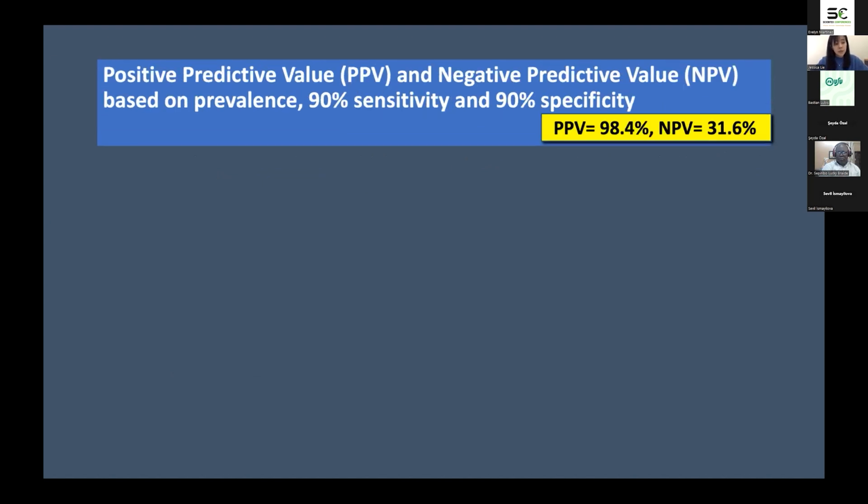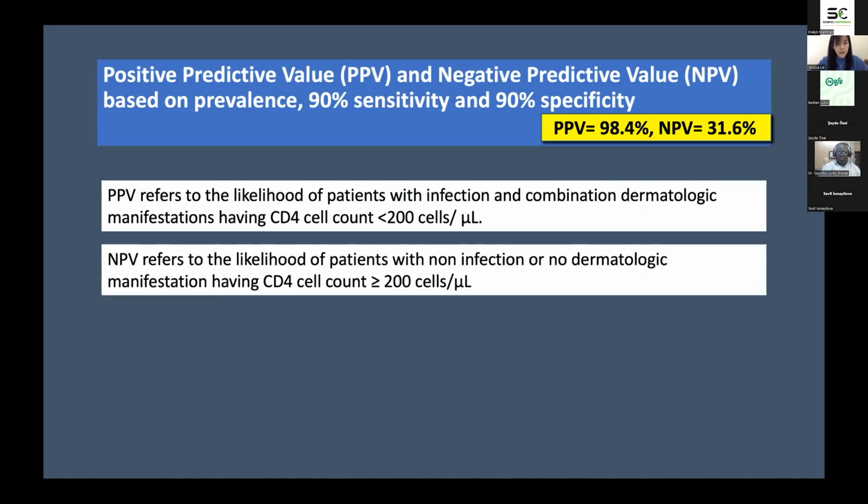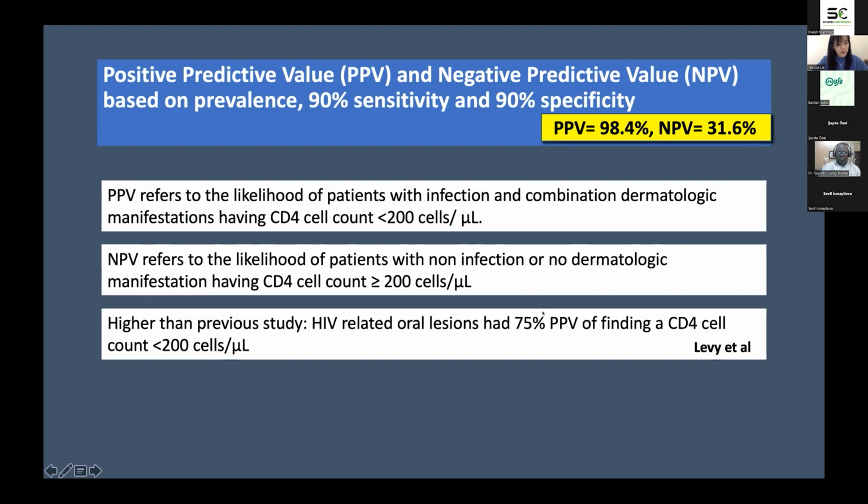In this study, positive predictive value refers to the likelihood of patients with infection and combination dermatologic manifestation having a CD4 cell count less than 200 cells. In contrast, the negative predictive value refers to the likelihood of patients with non-infection or no dermatologic manifestation having a CD4 cell count more than 200 cells. Our result is slightly higher than the previous study by Levy et al., who reported HIV-related oral lesions that have a 75% PPV of finding a CD4 cell count less than 200.